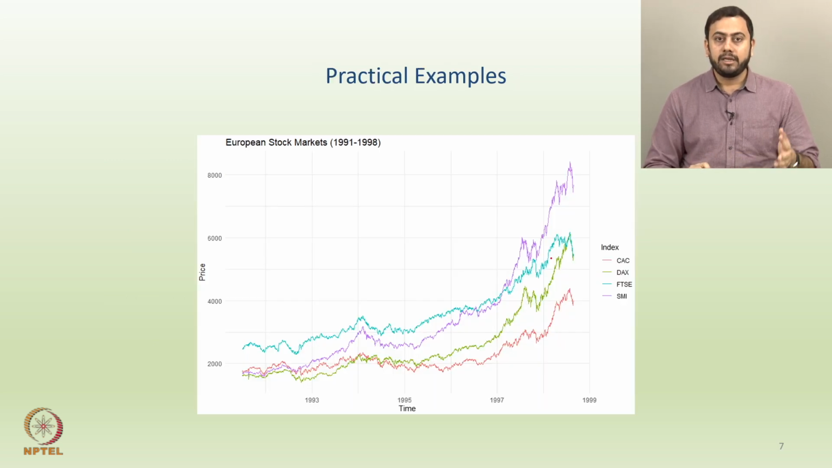Okay, so now we'll quickly go over some practical examples. Here you see some European stock indices between 1991 and 1998. And here you see a small legend. Each color points to a different index. For example, FTSE is the UK index, then DAX is the German index, then SMI is the Swiss index, and then CAC is the French index. So France, Germany, UK, and Switzerland.